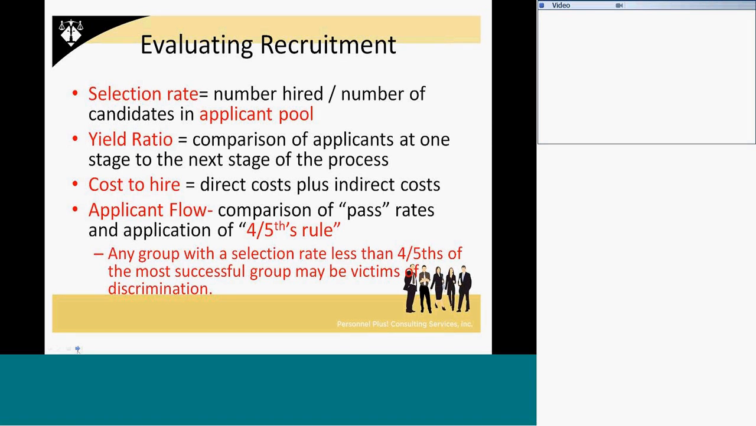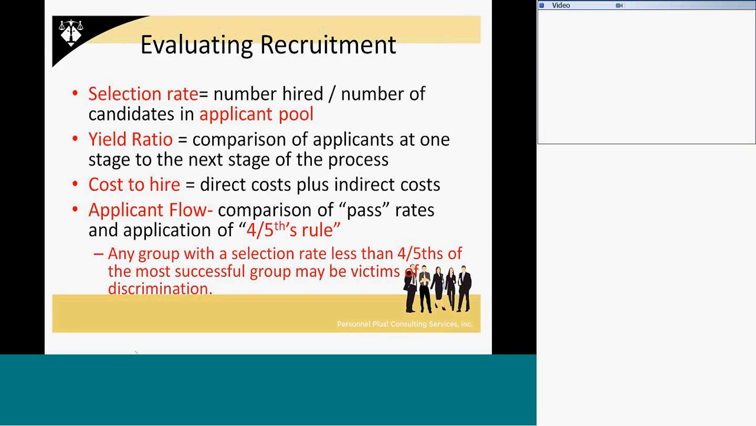One of them is referred to as selection rate, which is simply defined as the number hired over the number of candidates in the applicant pool. If you hire 2 and there's 10 people in the pool, you have a 20% selection rate. That can be used to look at the effectiveness of your recruitment. And if you find that that percentage is inordinately low, that might suggest that your recruitment is not working properly because you're not getting qualified people into your pool.